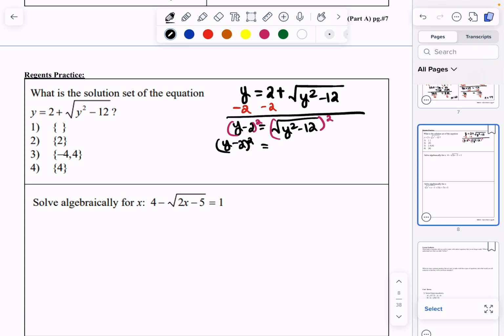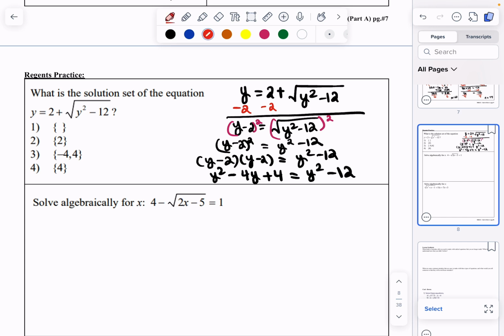And for that one, we can't just leave it the way it is. We need to make sure we expand it as much as we can because it's a FOIL situation, not just like y squared plus 4. Which leads me to having y squared minus 4y plus 4 is equal to y squared minus 12.